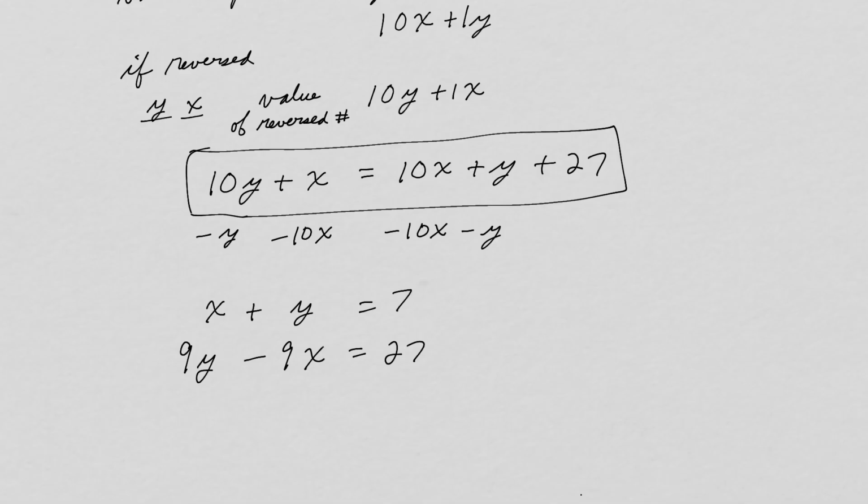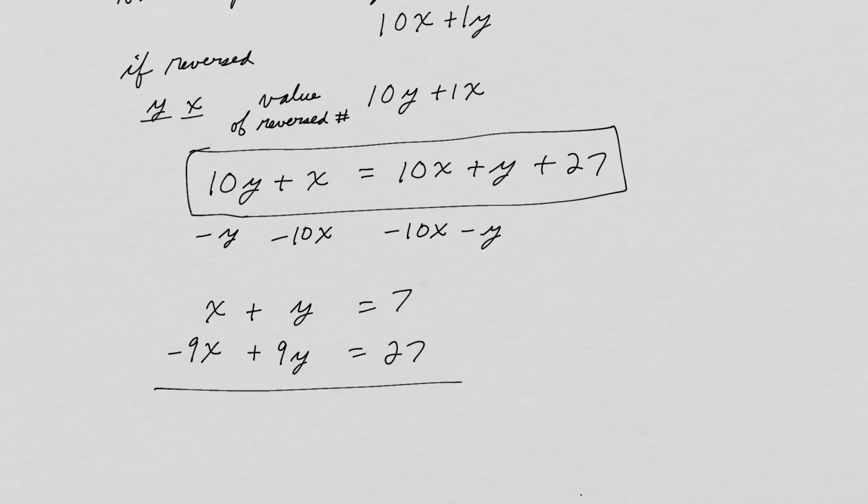Okay, and then of course, let's say I want to use elimination. So I better write these in the right order. I'm just going to do this by erasing. So I want the negative 9x first, so the x is lined up, and then plus 9y second.